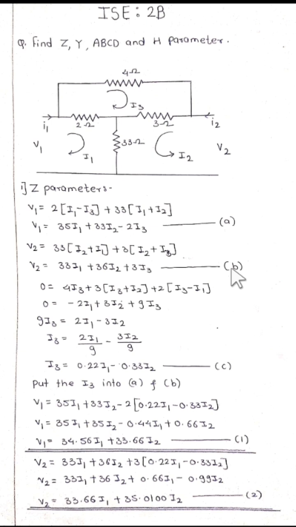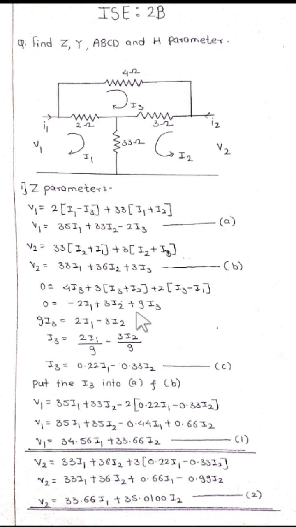Now we are going to find the equation for loop number 3. We see in loop number 3 there is no voltage source present, therefore we directly write 0 is equal to 4I3 plus 3 in bracket I3 plus I2 because of the opposite direction, then plus 2 in bracket I3 minus I1 because of the same direction. By simplifying this we get the equation 0 is equal to minus 2I1 plus 3I2 plus 9I3. By this equation we find the value for I3.